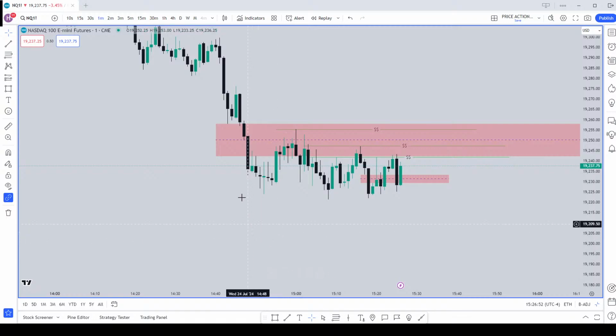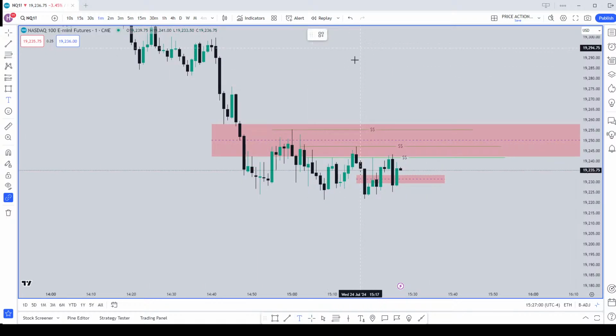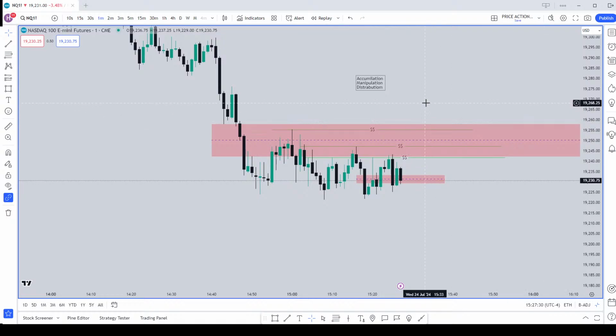So this is our accumulation phase. So we have here 3 phases that we can potentially look for, and currently we have the accumulation, and the next phase is your manipulation. Hope I spelled that right. Accumulation. And the last one is distribution. I don't know what's happening here, but so we got accumulation.